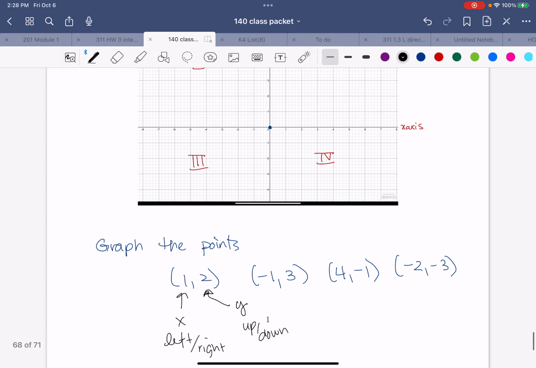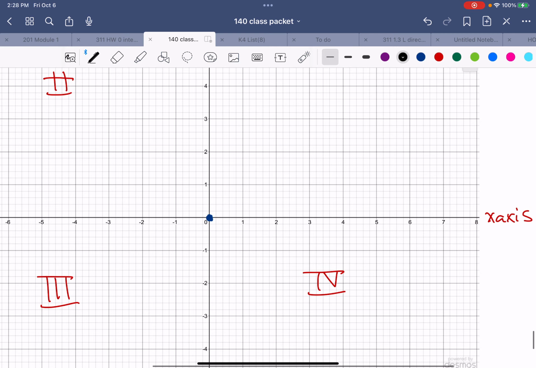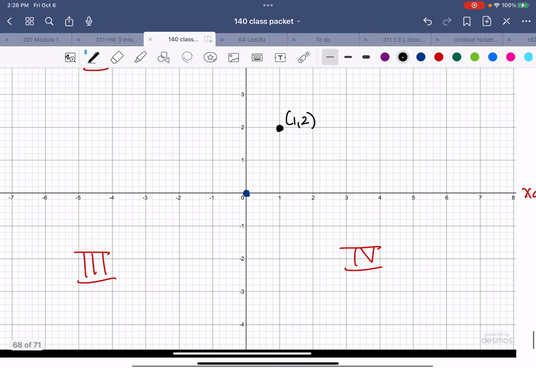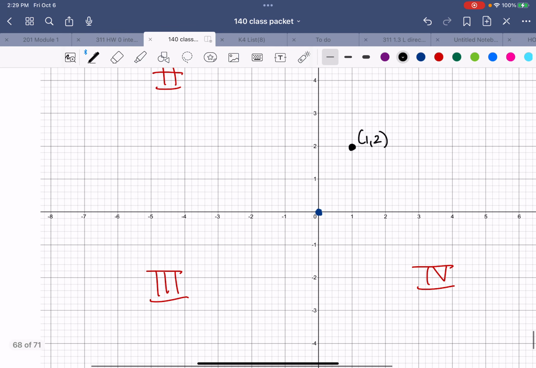If I want (1, 2), that's telling me to go right 1, because right is positive, and up 2. On my space here, I am going right 1 and up 2, and it lands me right here. So this is the point (1, 2). Same thing for the second one. -1 tells me to go the opposite of right, so left 1 and up 3. That puts me up here. This is (-1, 3).